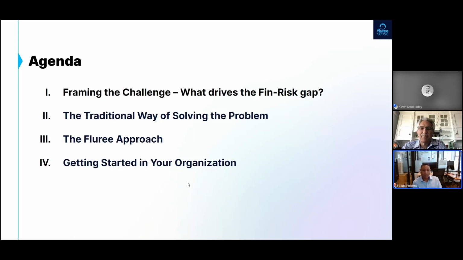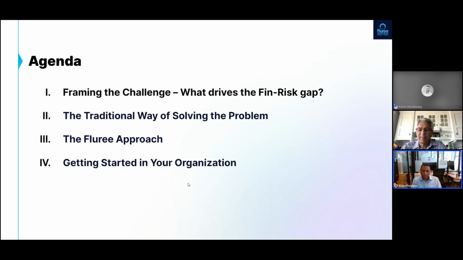Then we're going to look at how CDOs have traditionally tried to solve the problems using some of the legacy techniques and technologies and tools that exist in the marketplace today. And then from there in the third section, we'll talk a little bit about Fluree's intended approach. So what is it about how we think about the problem that we think is unique and differentiating? And then the final step is we're going to spend a couple of minutes talking through just a high-level roadmap for where you start and how you would implement this type of function within your organization.